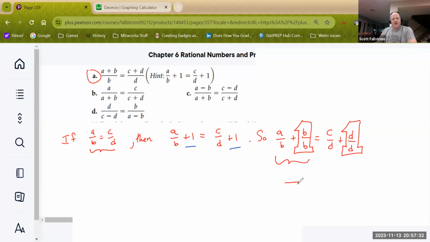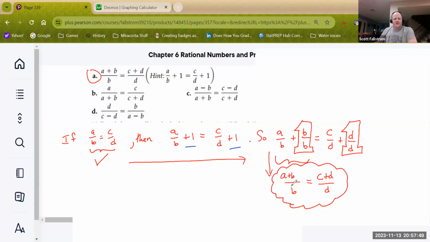So now they have the same denominator, and I can just add the numerators. So A plus B must equal C plus D over D. So notice I started over here. I worked my way over, giving a reason for each step. And my final result is here.